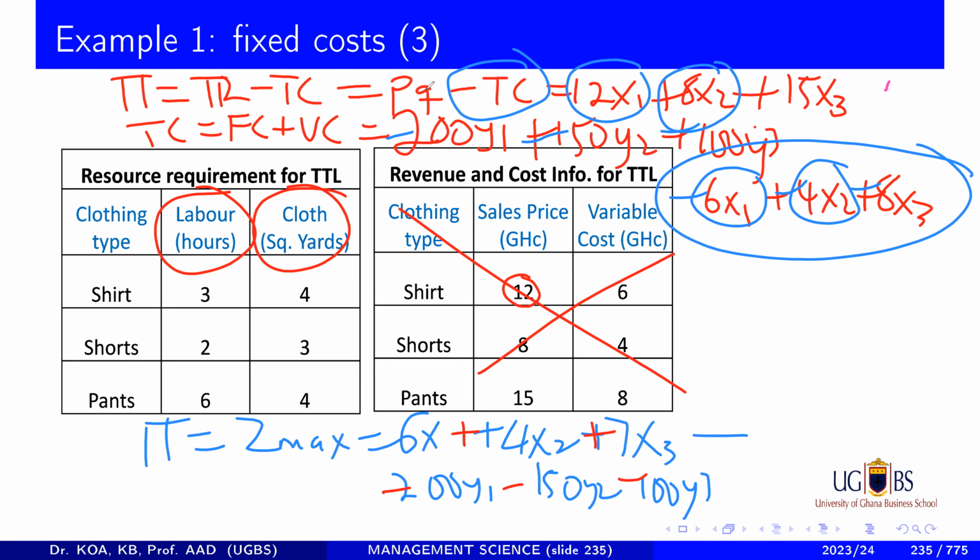Yes, Doc. So we have 3x1 plus 2x2 plus 6x3 less than or equal to 150. So that's a labor constraint. What about a cloth constraint?